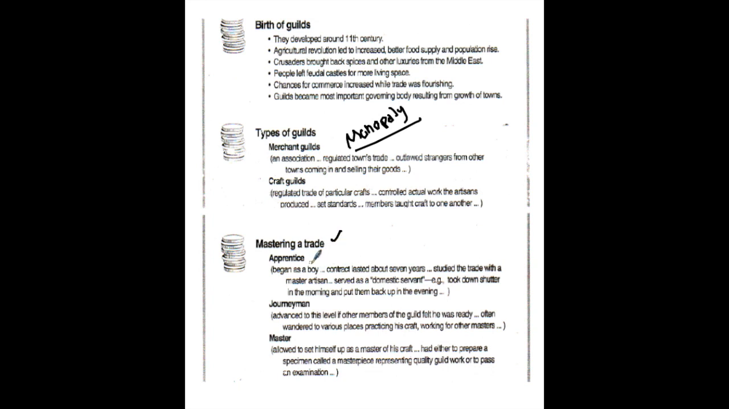So you would begin as a boy, and a contract lasted about 7 years, and you would study with the master artisan. And you would gradually work the trade, and as I said, learn the trade, and it would last for about 7 years. And then you would become what was called a journeyman. And a journeyman, you would advance to this level if other members of the guild felt you were ready. And then you would very often wander from various places, you practice and hone your skills in working for other masters. In order to become a master, you had to either prepare a specimen called a masterpiece, representing quality guild work, or to pass an examination.